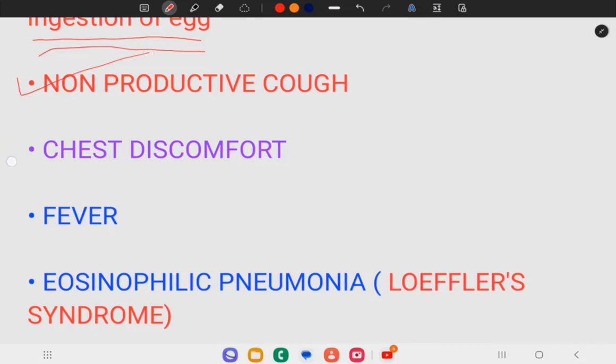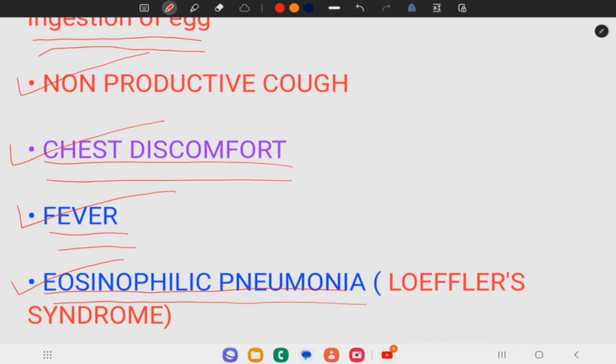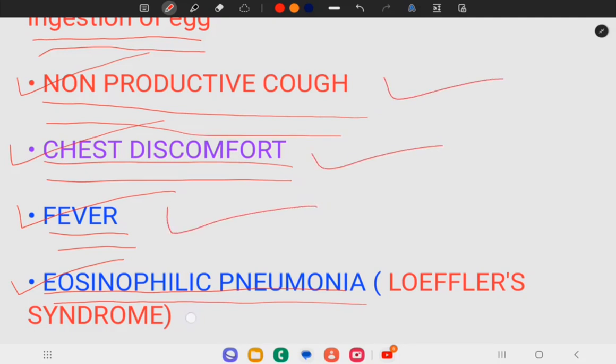Non-productive cough, chest discomfort, fever, and eosinophilic pneumonia are the clinical manifestations observed in the pulmonary phase.